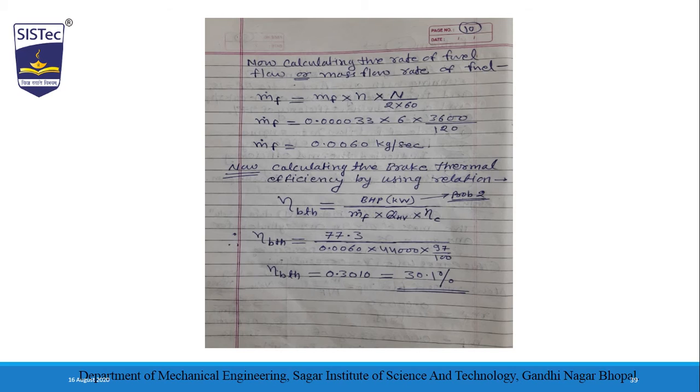Now calculating the brake thermal efficiency using the relation: brake thermal efficiency equals BHP in kilowatt divided by mass flow of fuel into QHV, which represents the calorific value, multiplied by the combustion efficiency. After putting in all the values, the brake thermal efficiency is 0.3010, that is 30.1%.